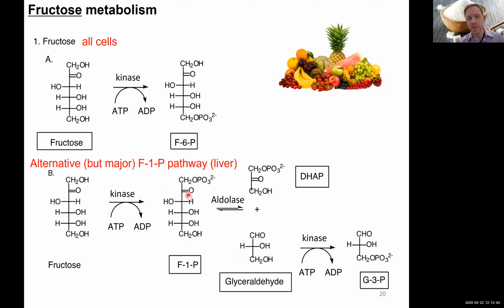Similar to what we've seen in glycolysis, we do so between C3 and C4. What we're generating is one molecule of DHAP. That should sound familiar. That was one of our products of the priming phase of glycolysis. And we're generating one molecule of glyceraldehyde. That might sound familiar, but we haven't seen it yet.